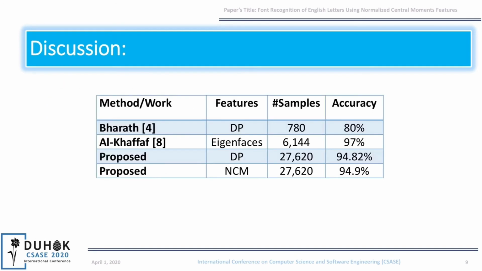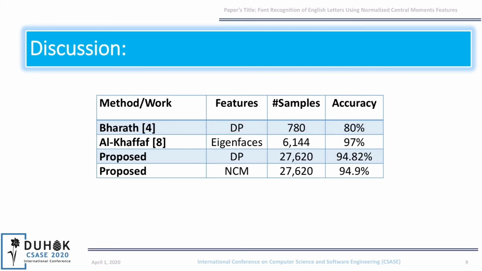To compare our work with other works, like Bharat's work in 2017, where he used a distance profile feature with a support vector machine as a classifier. He used 74 distance profile features of clean images, and he obtained 80% recognition accuracy. Another comparison has been done depending on the dataset, which is Al-Khaffaf's work in 2018. They had a higher recognition accuracy of 97% compared to our result.